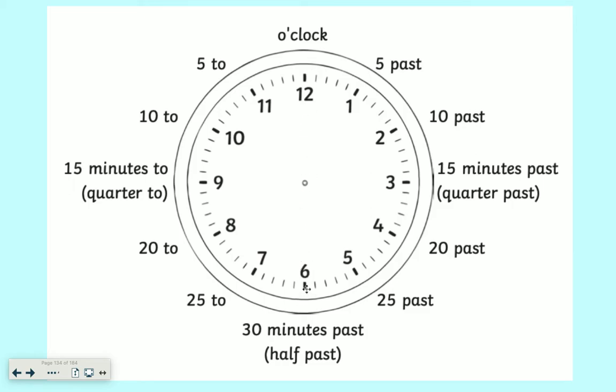Then when we go back upwards from our 6 to the 12, it turns into 2. So we have 25 to, 20 to, 15 minutes to or quarter to, 10 to, and 5 to. Okay, there are 60 minutes in a whole hour. And when we count round, you can count 5, 10, 15, 20, 25, 30, 35, 40, 45, 50, 55, and then back to 60. Okay, so keep those facts in mind and they'll keep cropping up this week to help you get through those as well.